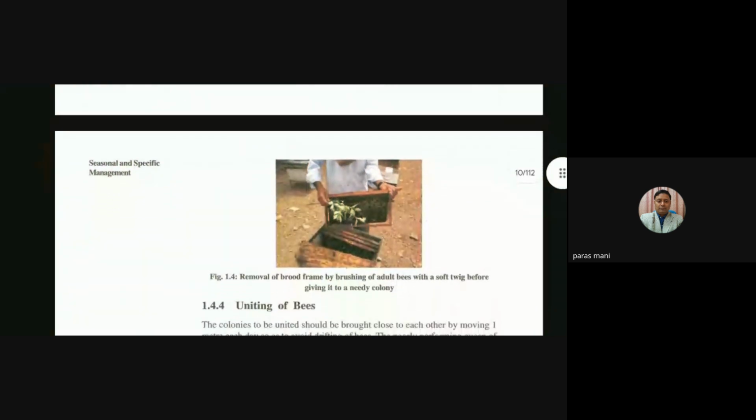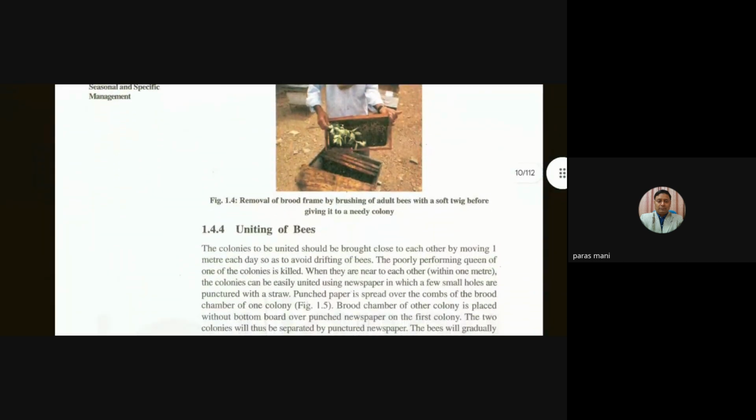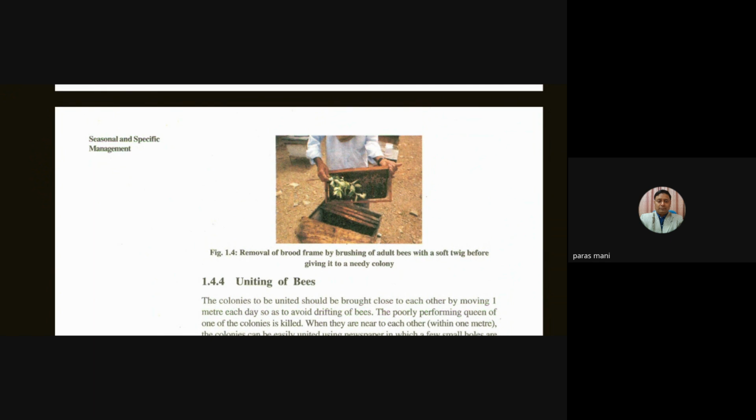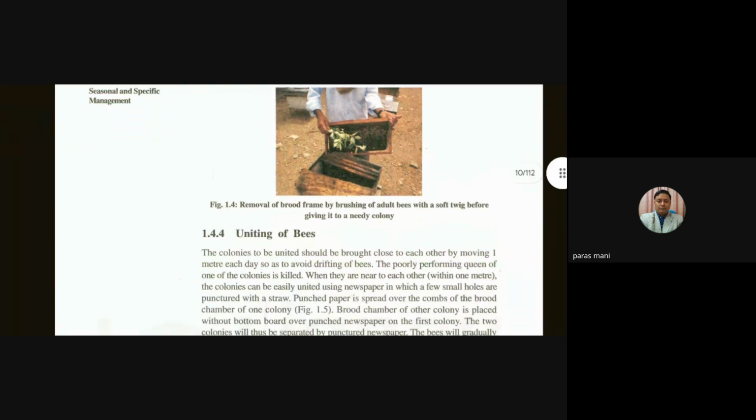During all this operation, you have to handle it very, very gently. You can see this in the picture. They are removing the adult bees. They are taking out a frame from a healthy colony which contains eggs, larva, and pupa. They are removing the bees with a brush or a leaf twig, gently removing the adult bees, and placing the frame in the weaker colonies.